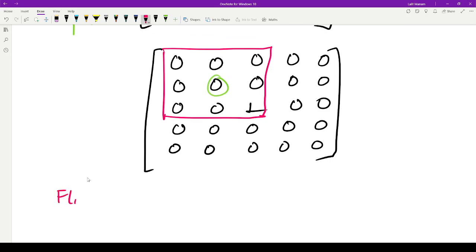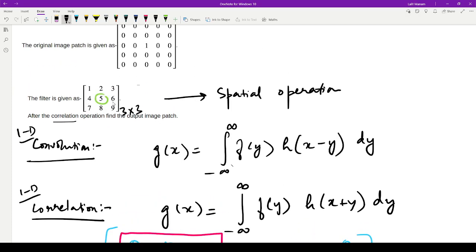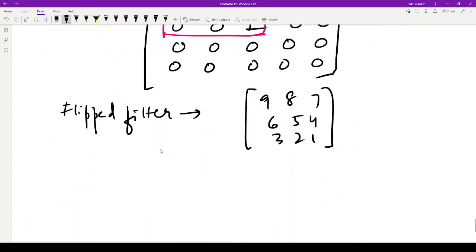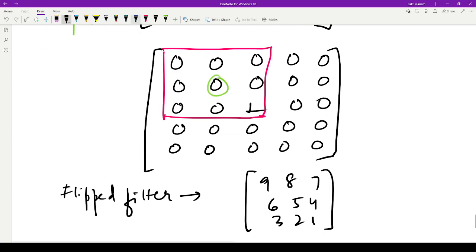So the flipped filter will be, everyone agrees, that if I flip this along this axis, 9 will go here, 8 will go here, 7 will go here, 1, 2, 3 will come here. Now if I flip along this axis, the 9 which was here will come here, the 3 which was here will come here, right? So it will turn out to be like this. Everyone agrees on the flipped filter? Yes, sir.